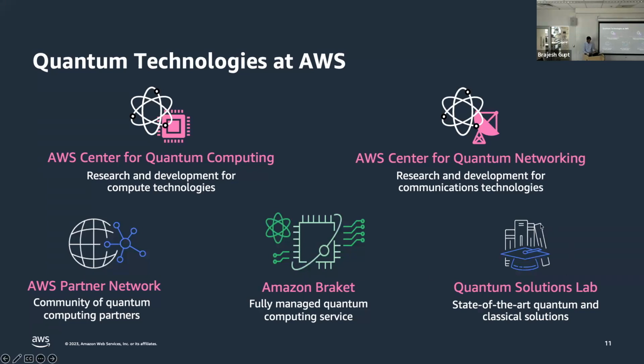Then at the end, we have Quantum Solutions Lab. So Quantum Solutions Lab is more like a consulting firm within AWS, and they work with national labs, universities, industries, all sorts of clients and customers to find state-of-the-art quantum and classical solutions to various problems, right? So that's what Quantum Solutions Lab is.